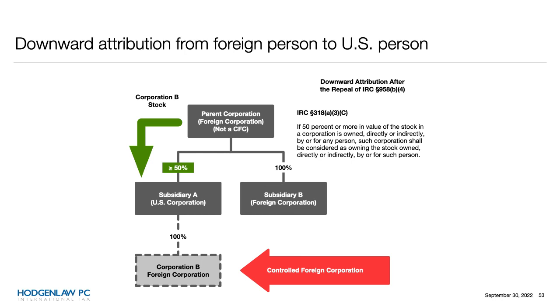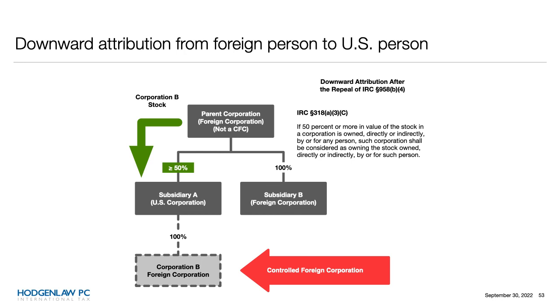And the effect of this, in my little example, is to treat subsidiary A, the U.S. corporation, as if it is the 100% shareholder of subsidiary B, the foreign corporation. So whereas before the law change at the end of 2017, subsidiary A would never have a 5471 filing requirement for subsidiary B, now it does. And we have created subsidiary B as a controlled foreign corporation.